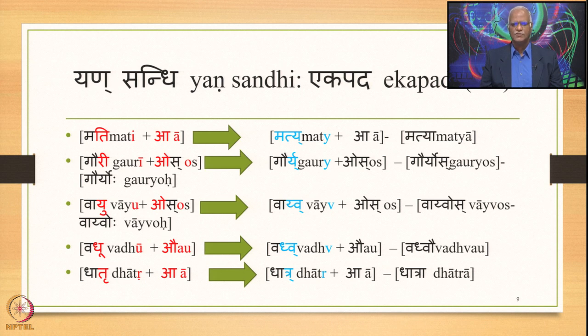After this sandhi is done, the form becomes fit to be used in the sentence. And so we have matya, instrumental singular of mati; gauriyoho, genitive and locative dual of gauri; vaivoho, genitive and locative dual of vayu; vadhvau, nominative and accusative dual of vadhu; and dhatra, instrumental singular of dhatru.